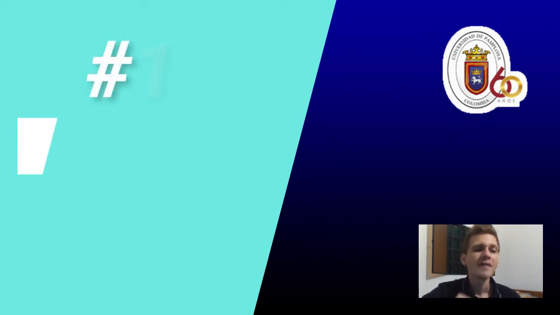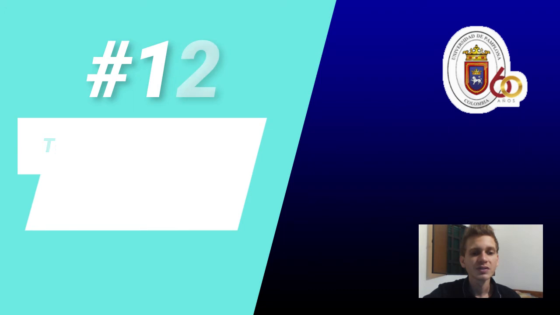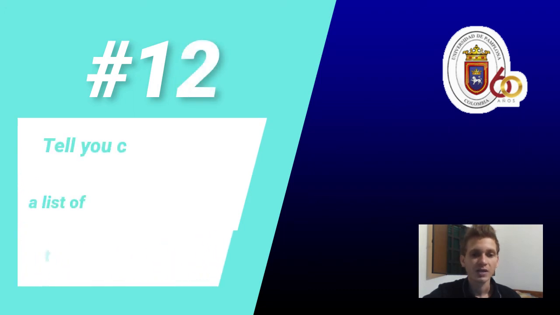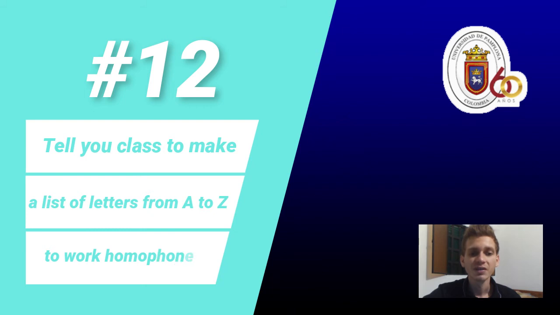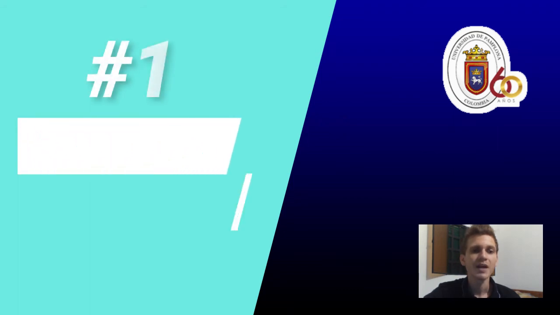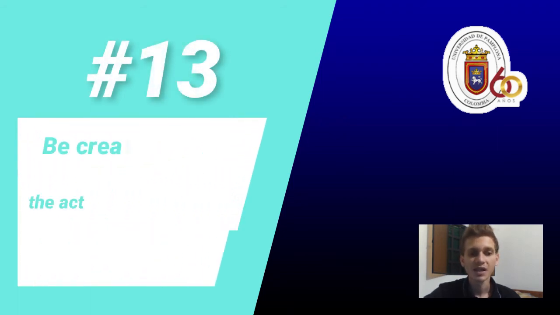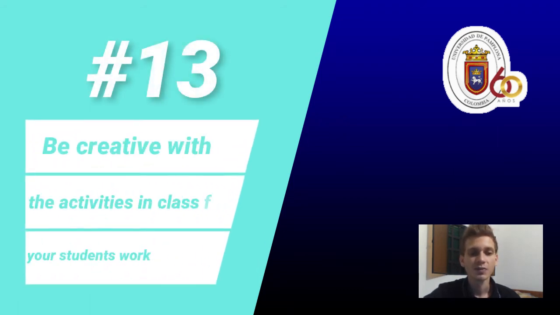Next, have your class list the letters of the alphabet on a sheet of paper. Starting with each of the letters, see how many homophone pairs they can think of. Allow your students to work in groups or see if anyone can make a complete set of 26 homophone pairs.